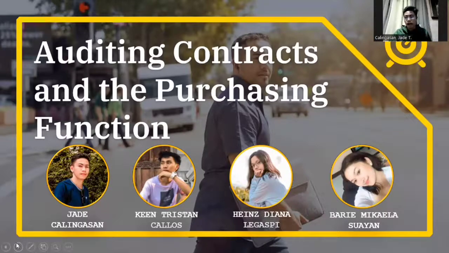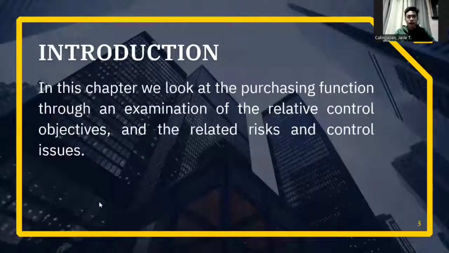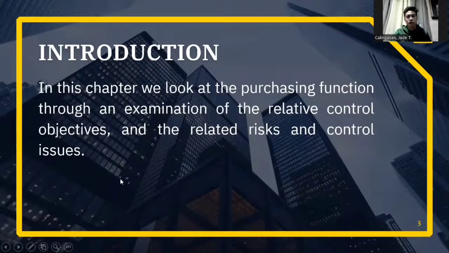So for today, we will discuss chapter 14, which is auditing contracts and the purchasing function. Yes, again, I am Jade Calingasan, and I will discuss the first few parts of chapter 14. In this chapter, we look at the purchasing function through an examination of the relative control objectives and the related risk and control issues.